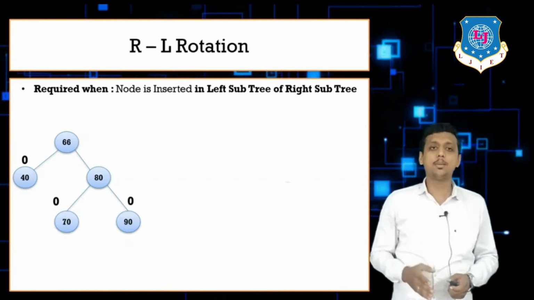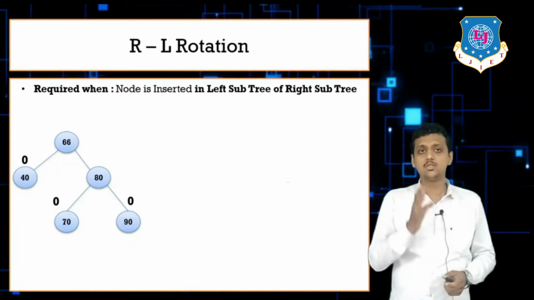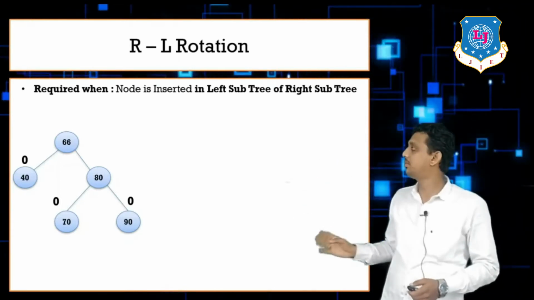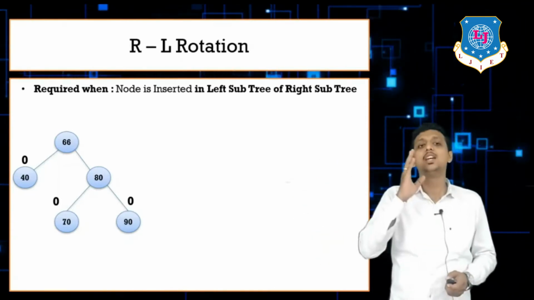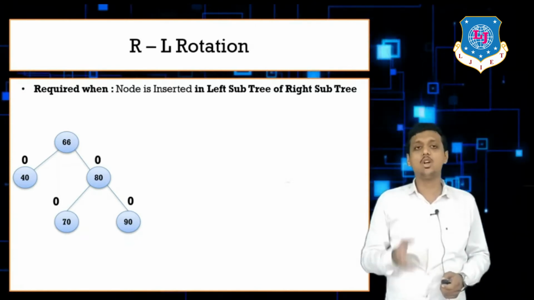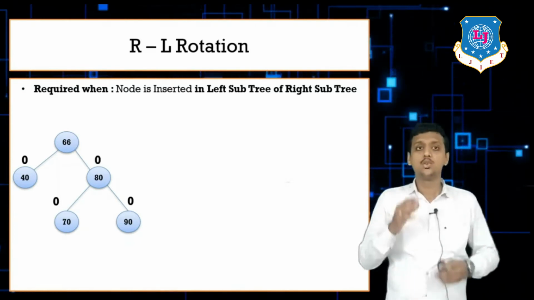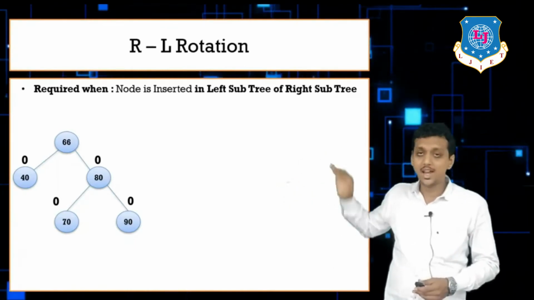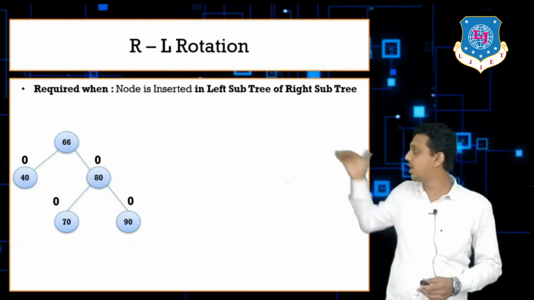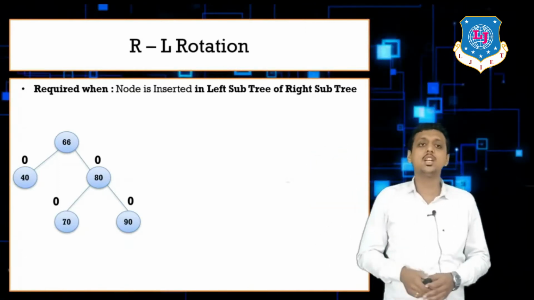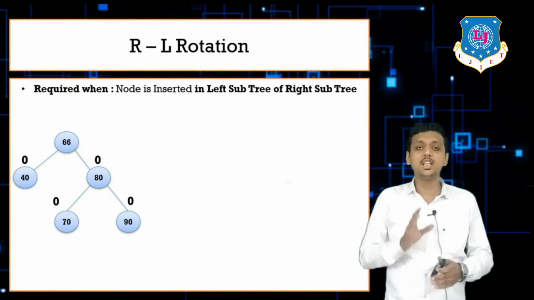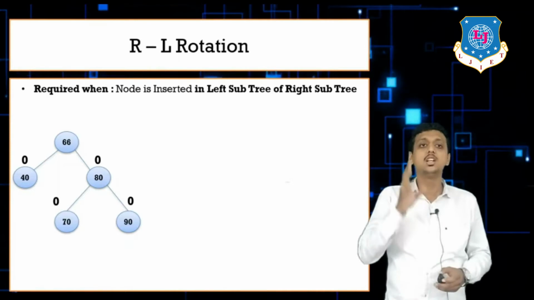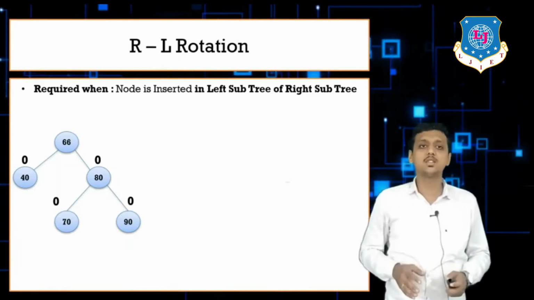Now, if I talk about the node 80, then students, we can say easily that on the left side of 80 we have one height, on the right side of 80 we have one height. That's why the balancing factor of 80 is also 0. Now, for node 66, on the left side of 66, students, we have one height, one level. On the right side of 66 we have two levels, one for 80, second one for 70 and 90. So here the node 66 has balancing factor 1 minus 2, that is -1.